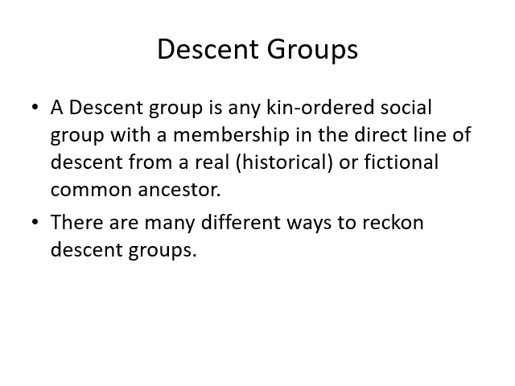So a descent group is any kin-ordered social group with a membership in direct line of descent from a real, historical, or fictional common ancestor. There are many ways to reckon descent groups to figure out who's in your descent group and who is not. You can have affinal kin, those who are in your kinship group based on marriage or other affinities, good friends, things like that. And then you can have sanguinal kin, those that are genetically or blood related to you, right? Both can be included in descent groups.